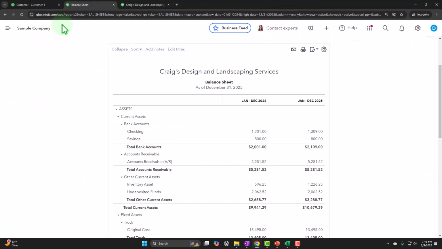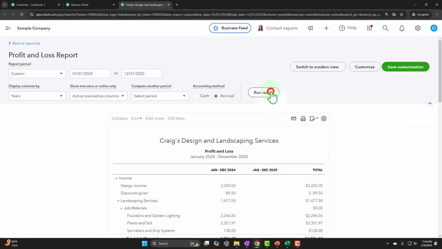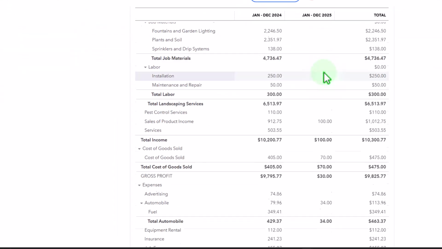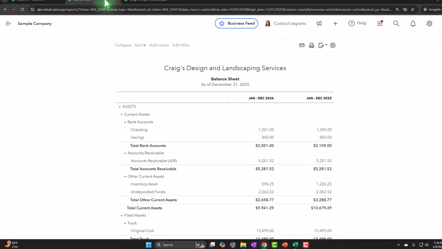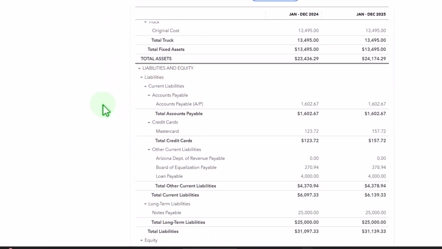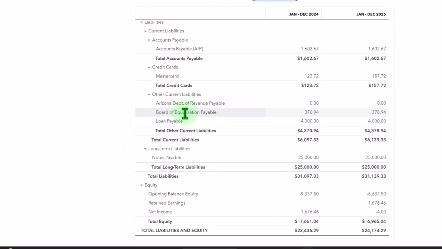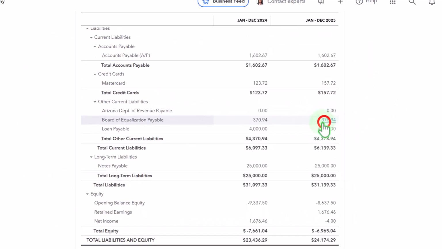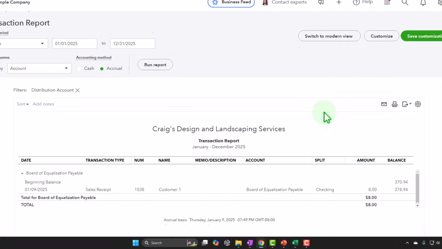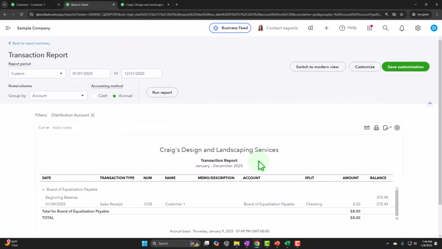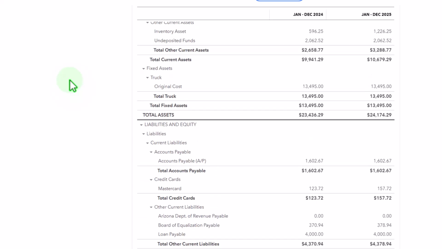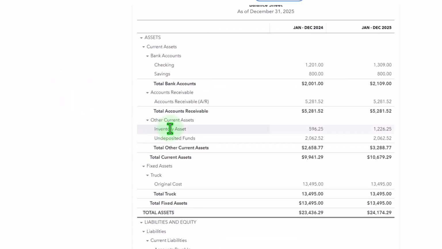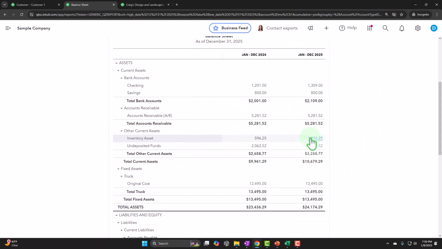Let's go back to the tab to the right and run it again. On the income statement, there's the $100. Let's go back to the tab to the left. The other side, the $8, is going into the Board of Equalization, which is basically sales tax payable. There's the $8. Let's go back up. And then we also have inventory going down. So here's the inventory. Let's go into that.